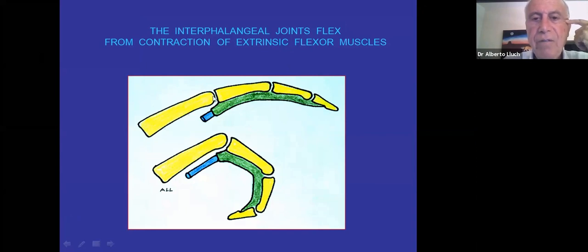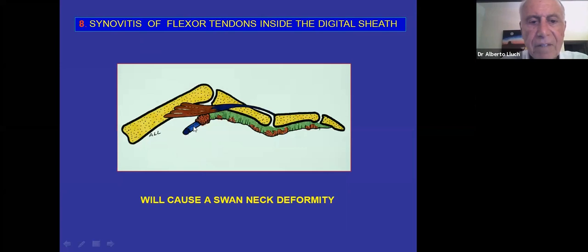The MP joint can flex with intrinsics, but the IP, PIP, and DIP joints flex only by contraction of the extrinsic flexors. And if we have a synovitis of the flexor tendons inside the flexor tendon sheath, like shown here in this drawing, then the patient will have pain, and they will have decreased gliding of the flexor tendons, and she has to use some muscle to do the activities of daily living. She has to prepare breakfast, get dressed, etc.